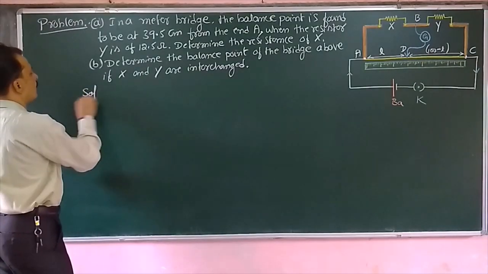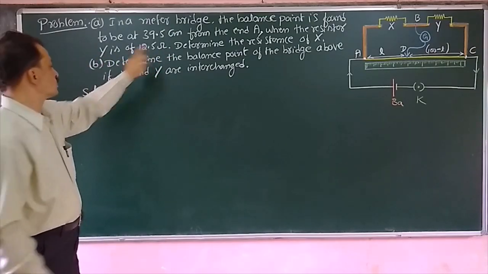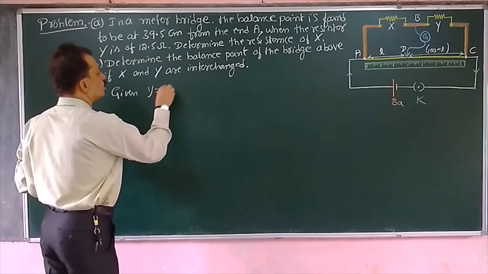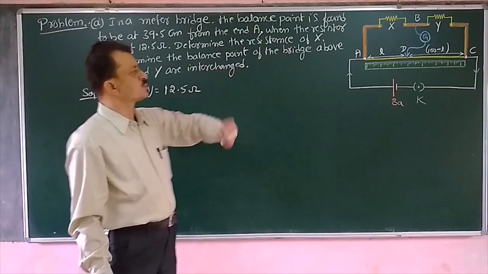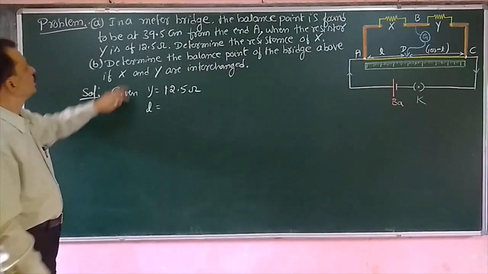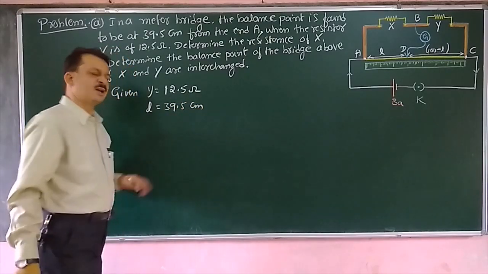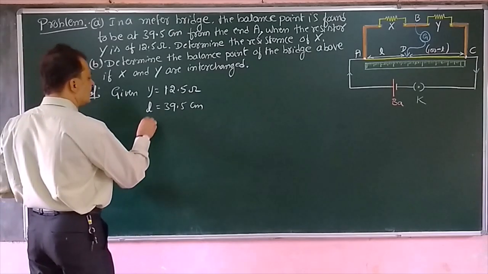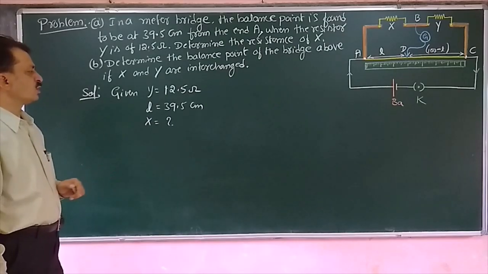Solution. In the first case, Y is equal to 12.5 ohms. When Y is 12.5 ohms, he is getting a balancing point. L is equal to how much? 39.5 centimeter. If this is so, then we have to calculate the value of X. What is the value of X that we are going to determine?